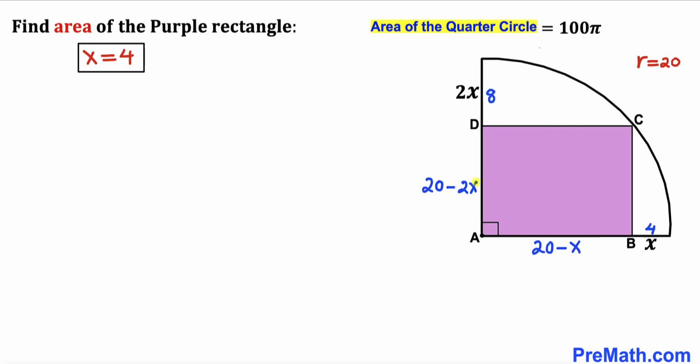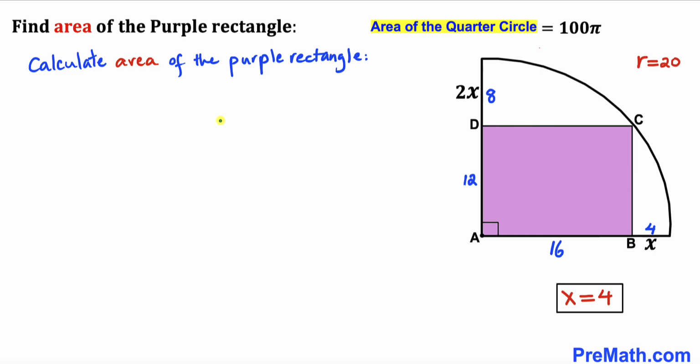And if we plug this x value of 4 in over here, this is going to give us 20 minus 8, which is 12. So therefore this side length AD turns out to be 12 units. And likewise, if we replace x by 4 over here, 20 minus 4 is going to give us 16. So therefore this side length AB turns out to be 16 units.